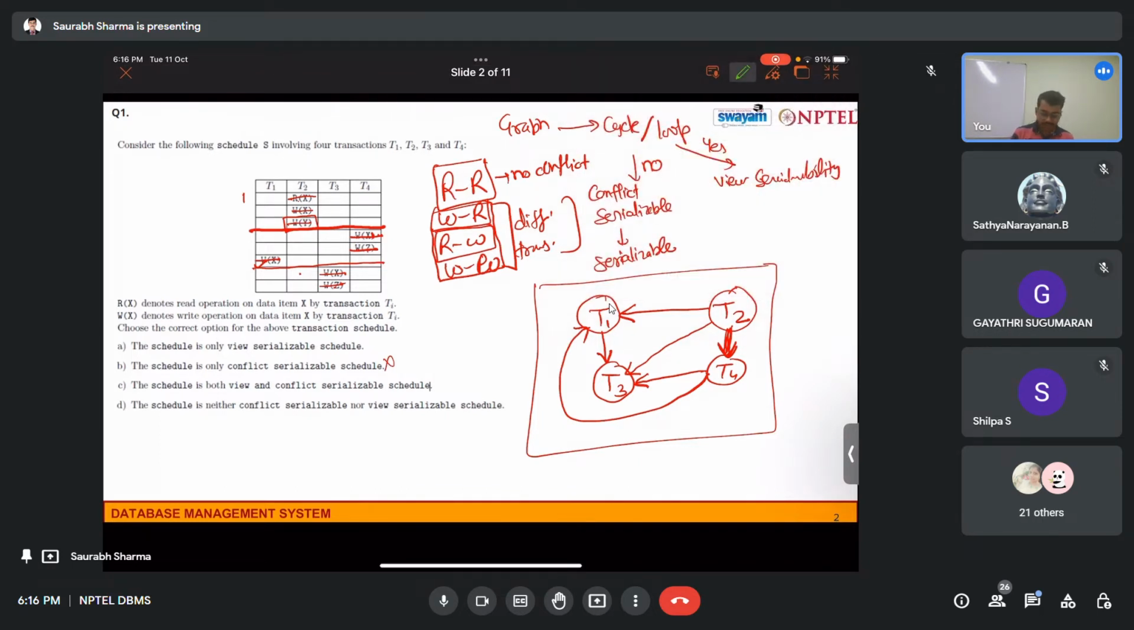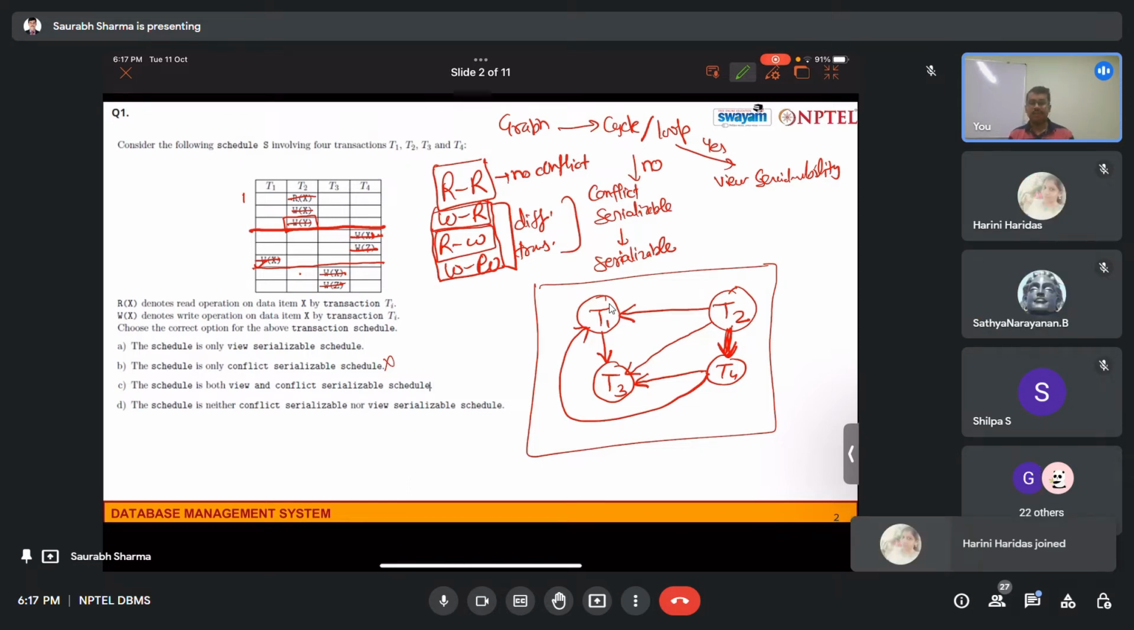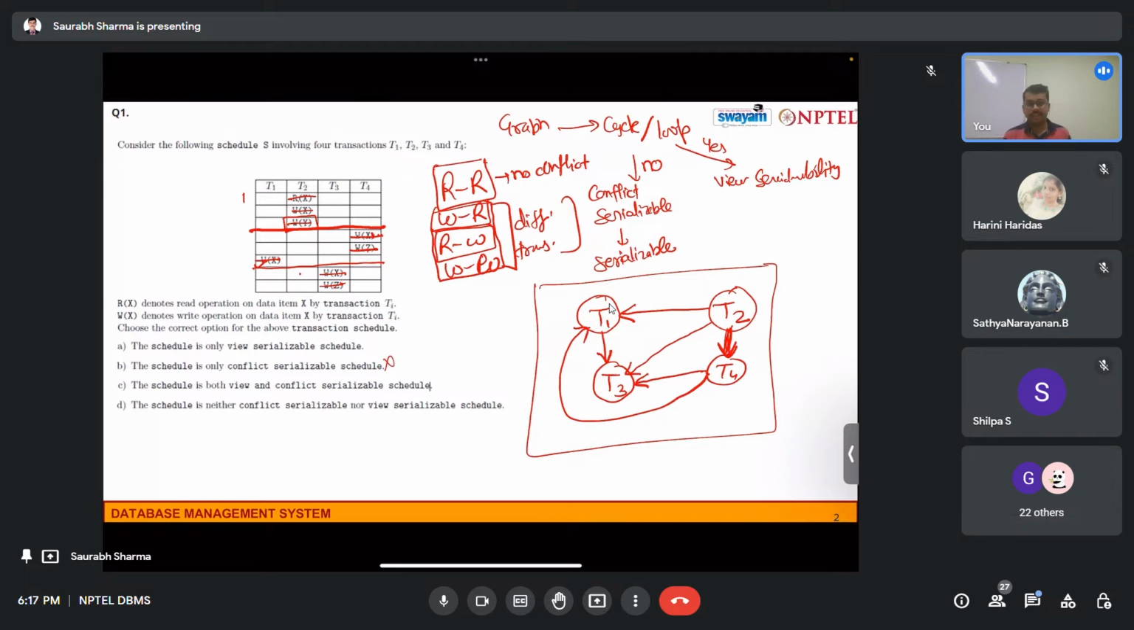Now we have to comment whether there is a loop, whether there is a cycle in this graph. If there is, then it will not be conflict serializable, but it may be view serializable. But if it has no cycles, then we can conclude that it is conflict serializable, which means it is serializable. And if it is conflict serializable, then it is also view serializable.